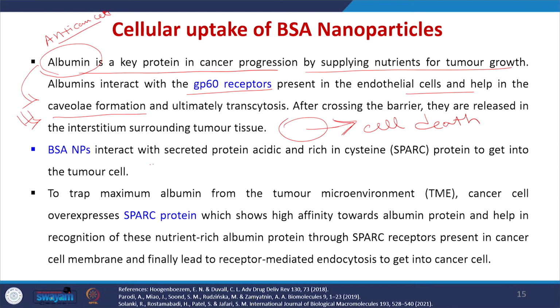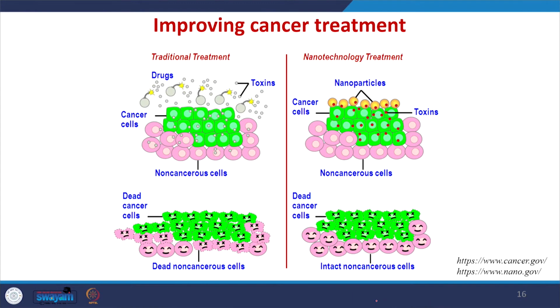And these BSA nanoparticles interact with the secreted protein acidic and rich in cysteine, that is SPARC protein, to get into the tumor cells, and these tumor cells overexpress the SPARC protein. So, these BSA nanoparticles can easily go and attach to the cancer cells which overexpress this SPARC protein. By this way, we can target the nanoparticles specifically to the tumor cells and we can kill the cancer cells. Let us see how this nanotechnology is improving the cancer therapy.